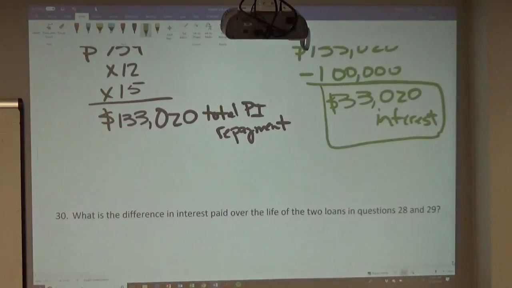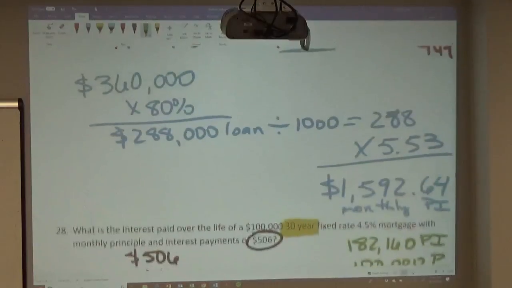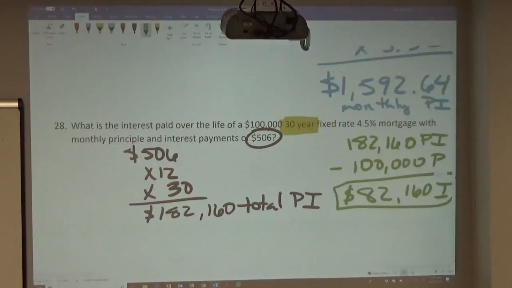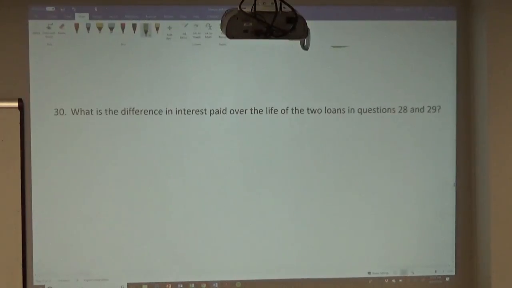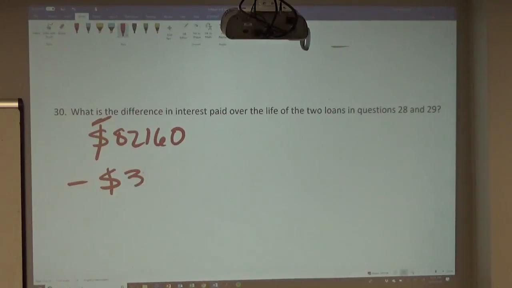All right, number 30 says, what's the difference in the interest paid over the life of the two loans in questions 28 and 29? All right, so we have to go back up and look and see what was the interest paid on the first one. On the first one, it's $82,160. $82,160 on loan 1, and on loan 2 it was $33,020.